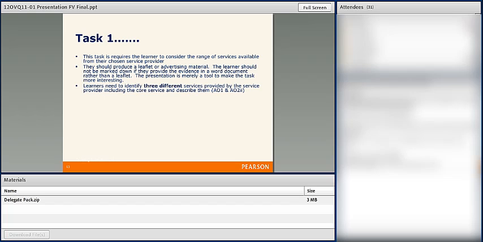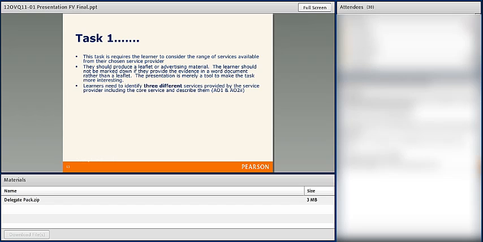Now the 3 services, the core service is the main service, so if you choose a private day nursery, the core service of a private day nursery is care of the children. Two other services that the students might want to choose would be things like a breakfast club or a holiday club or an after-school service. They would be additional services that they could describe. And so that would form their three services. So you've got the core service of care of the children during the period that the nursery is open, and then two additional services that are provided by the nursery.